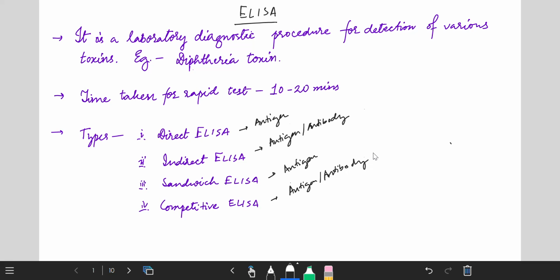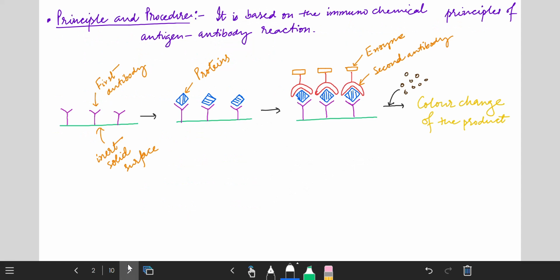Now, what is primary antibody and what is secondary antibody? Primary antibody is actually directed against the antigen, but secondary antibody is an anti-human immunoglobulin which is directed against the Fc region of any human or other species of immunoglobulin. Okay. Now, what are the principle and procedure? The principle is actually based on the immunochemical principle of antigen-antibody reaction.